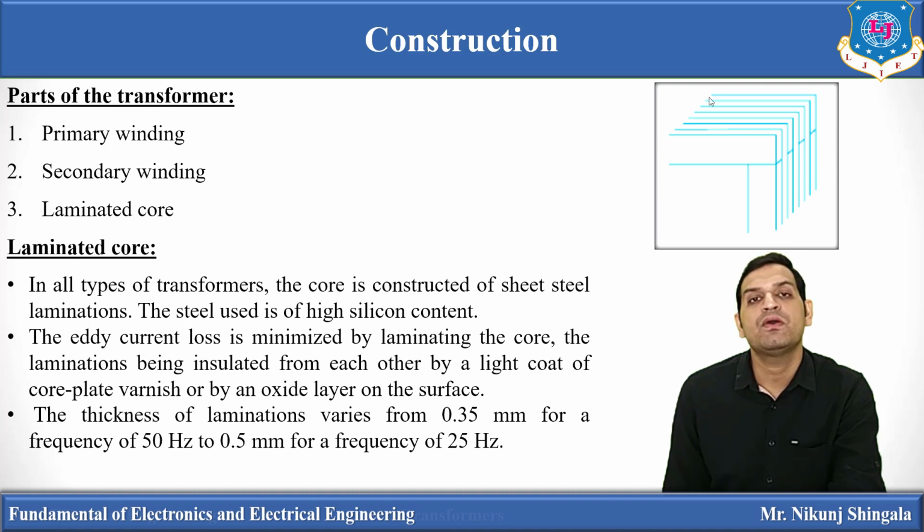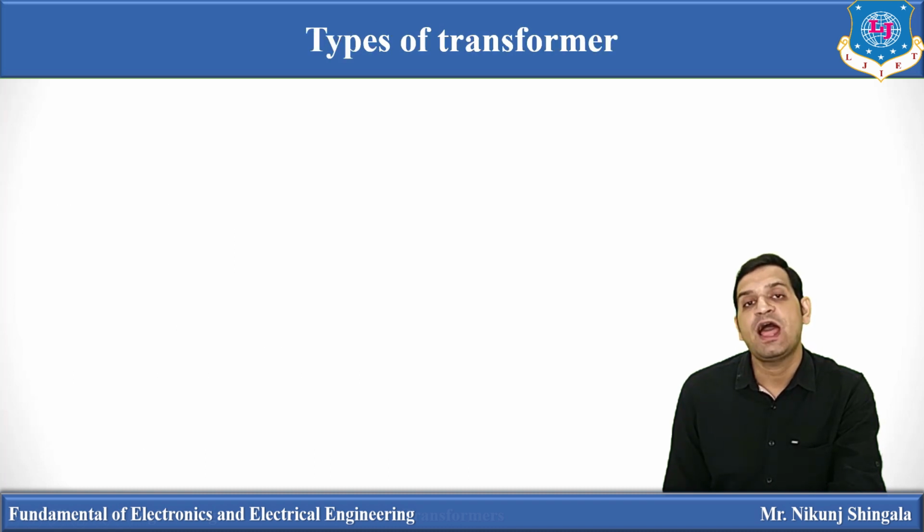So basically the core is made up of sheet steels. It consists of a number of sheet steels which are insulated from each other by means of some oxidation layer.